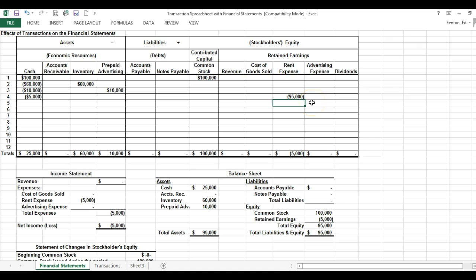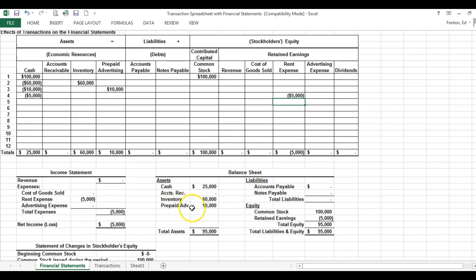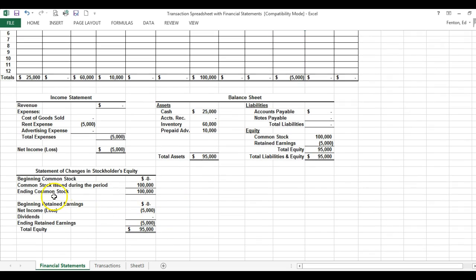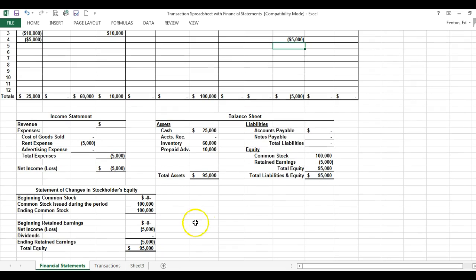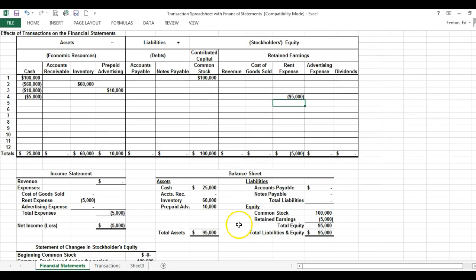$5,000 in this rent expense has the impact of decreasing equity by $5,000. We can see this is the first transaction that affected the income statement. We now have rent expense. And as I'm going to cover more at the end, just at this instant in time we have a net loss of $5,000. That was the only thing we have now going into retained earnings. And we can see that on the balance sheet, $5,000. And now we have $95,000 in total assets, and we have $95,000 in liabilities and equity.